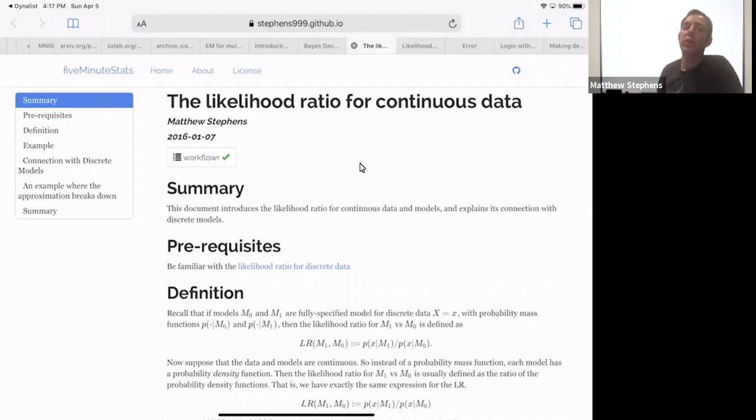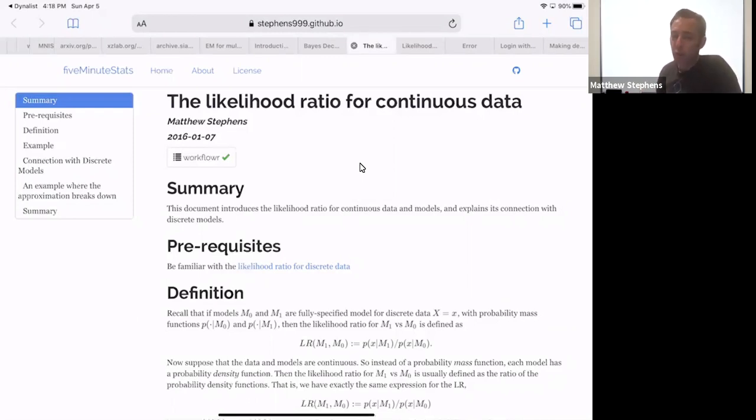Remember that the likelihood ratio for two models is defined as the probability of the data under model 1 divided by the probability of the data under model 0. So that's nice and easy if the data are discrete because the probabilities are well defined. What happens now if instead of discrete data, we have continuous data?